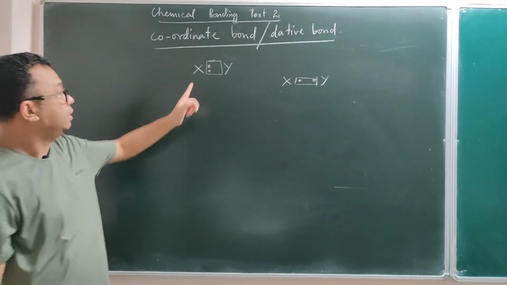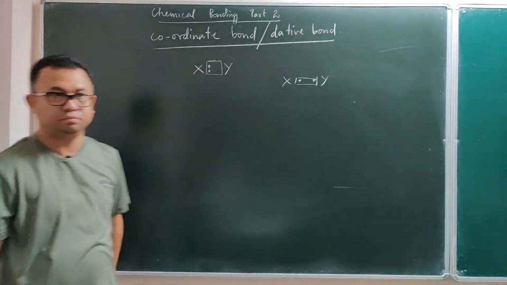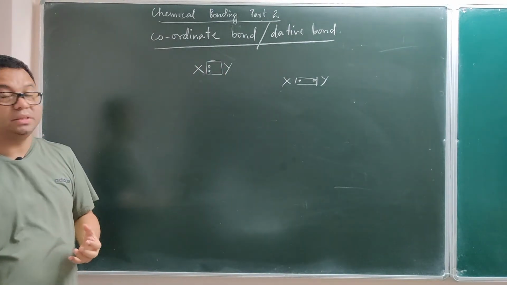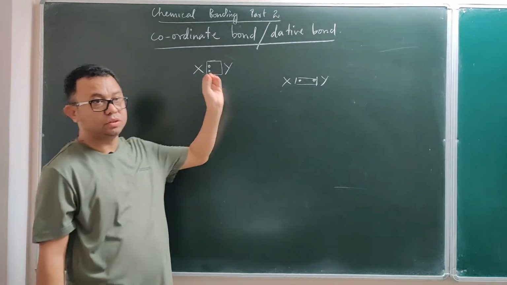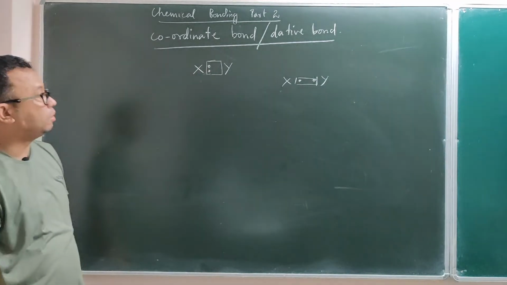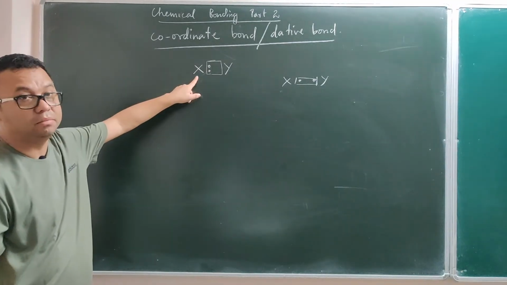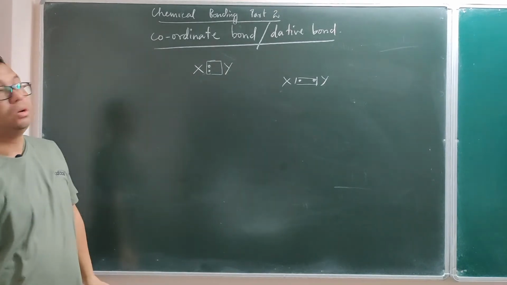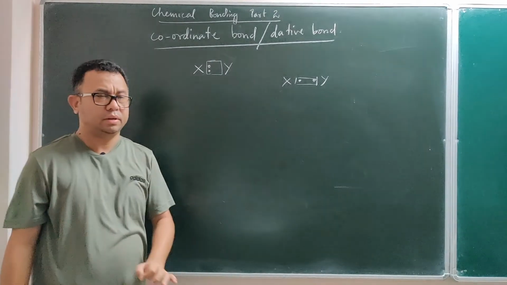Again I am repeating, even though it is sharing of electrons, the sharing of electrons takes place in such a way that both the electrons which are used for the formation of the bond are being contributed by a single atom. Such kind of bond is called coordinate bond or dative bond.